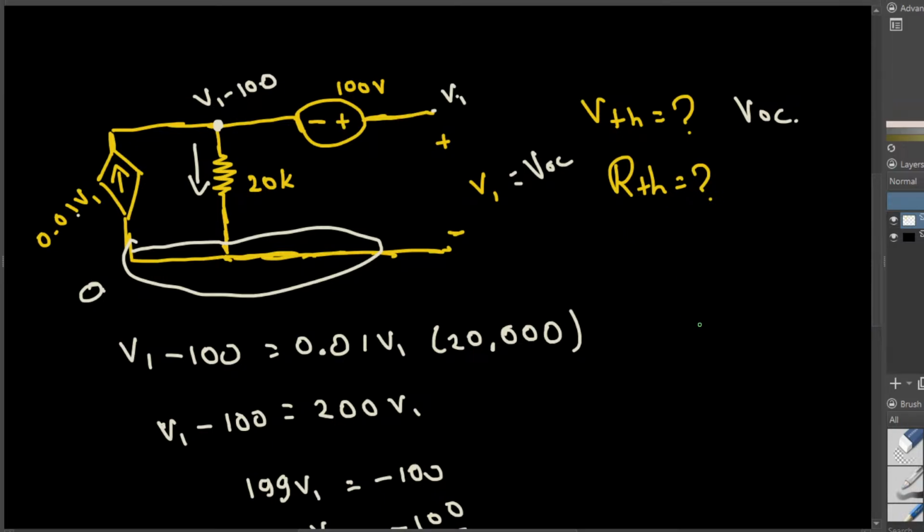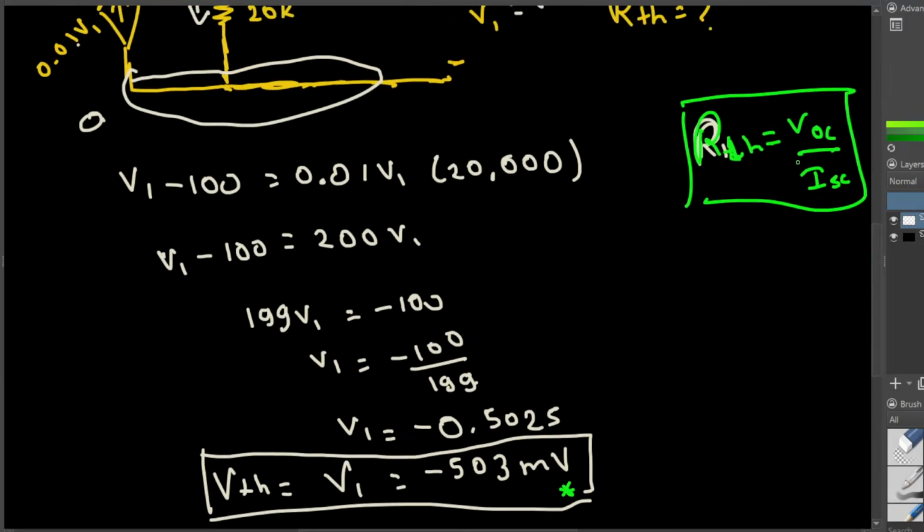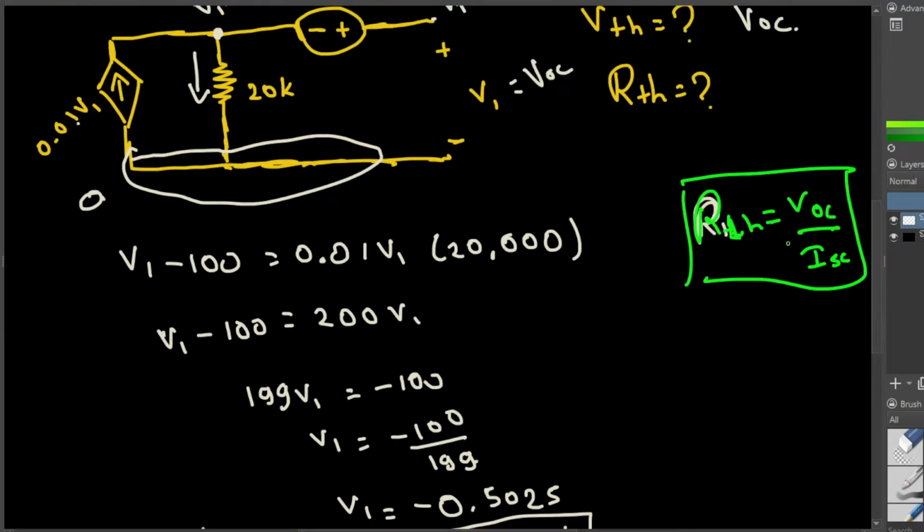Now we want to find out the RThevenin as well. To find the RThevenin, the equation is RThevenin equals VOC divided by I short circuit. We just found the VOC, right? That's right here, negative 503 millivolts. But I have to find the ISC, the short circuit current.